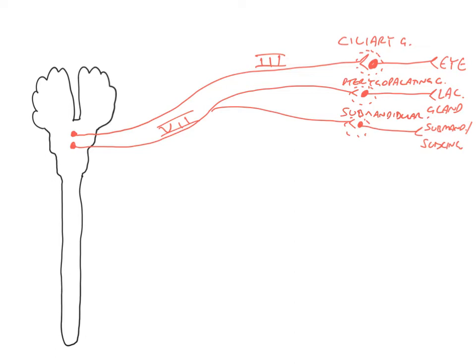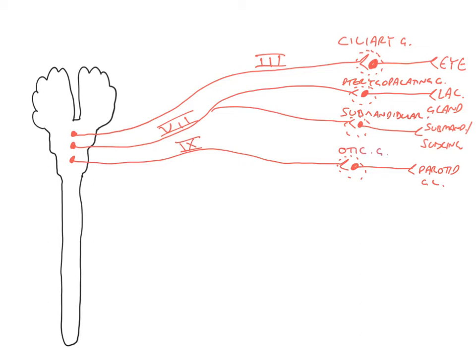The next cranial nerve which contains parasympathetics is the glossopharyngeal nerve. So that's cranial nerve 9. And the glossopharyngeal nerve supplies parasympathetics to the parotid gland. So that's the large salivary gland at the side of your face. And the ganglion where the synapse occurs is known as the otic ganglion.